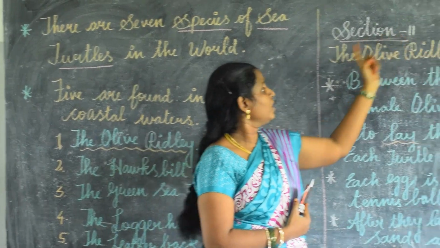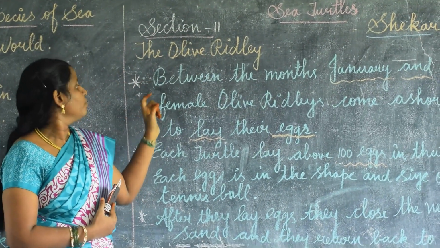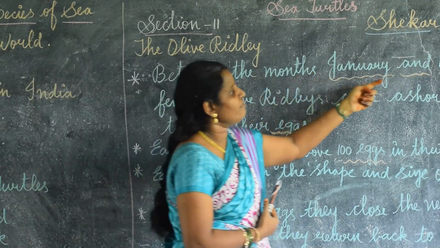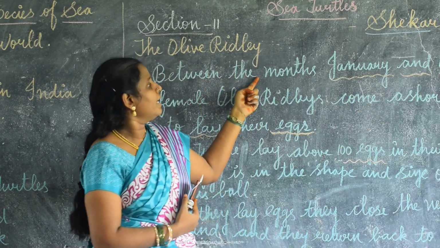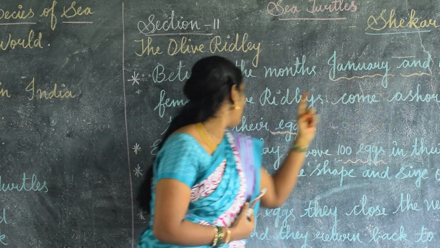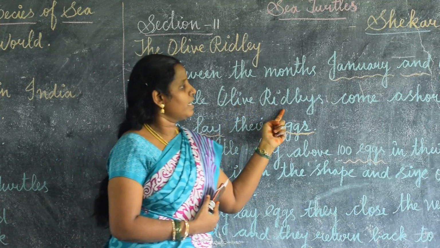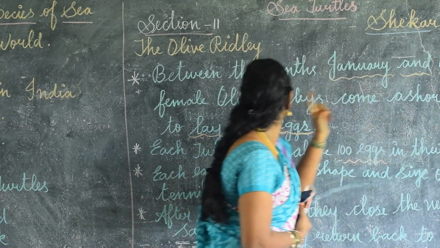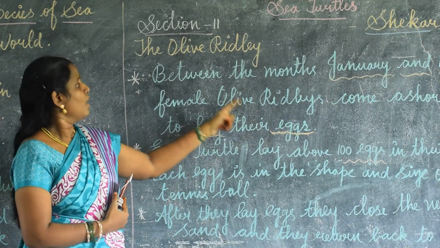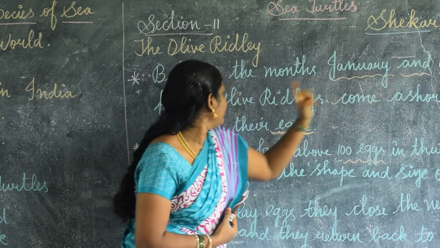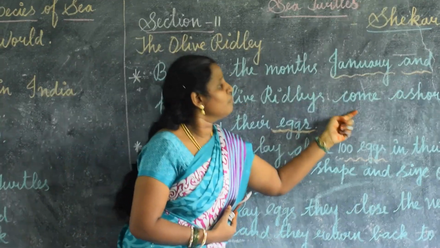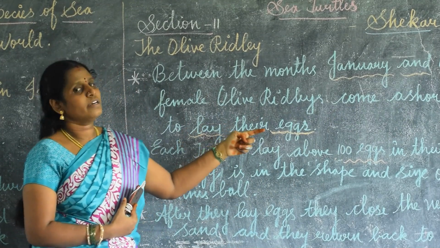See section second, the Olive Ridley. Between the months of January and March, female Olive Ridleys come ashore at night to lay their eggs. Between the months of January and March, female Olive Ridleys come ashore at night to lay their eggs.